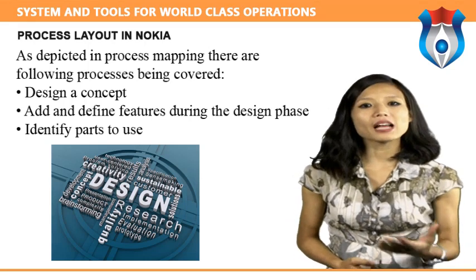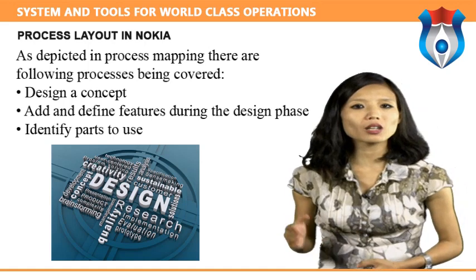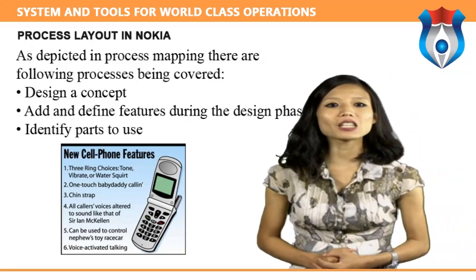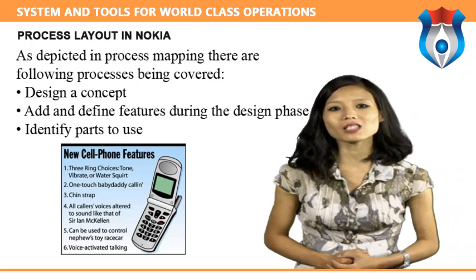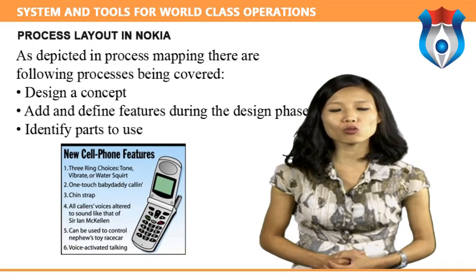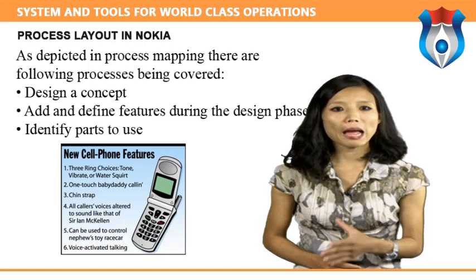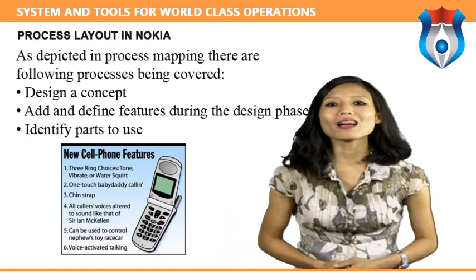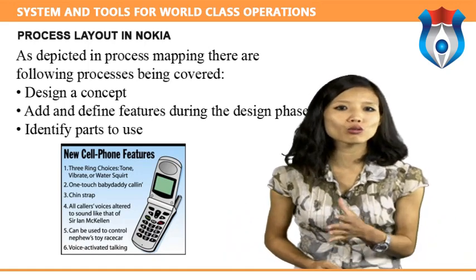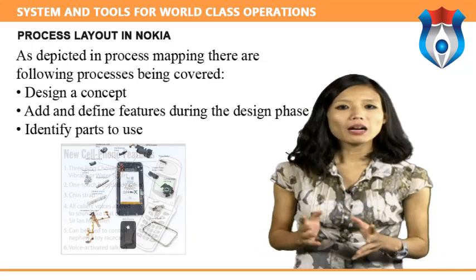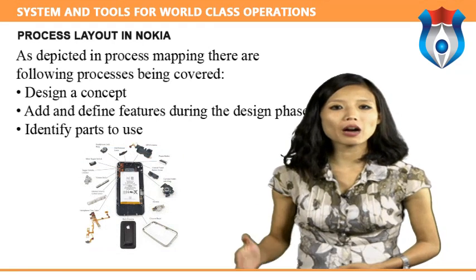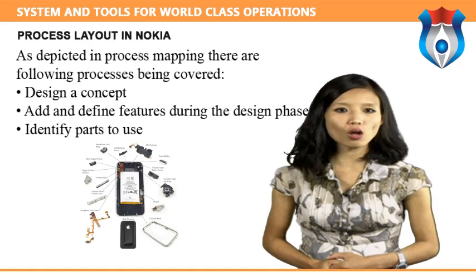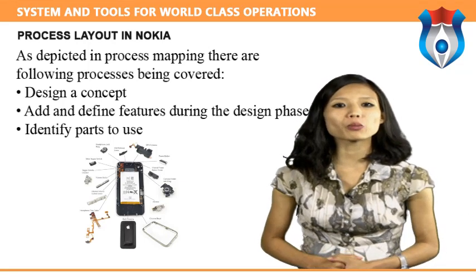Designer concept. Cell phone companies employ a team of designers to create a concept for their latest phone release. Add and define features during the design phase. Features normally seen on a cell phone include the ability to make voice calls and send text messages. However, consumers can opt for additional features such as a built-in camera, video, MP3 player, internet, GPS, instant messaging, games, radio, push talk, playback, recording, and anything we can think of that can fit into a small handheld device. Identify parts to use, including the battery, hard case, keypad, volume control, Bluetooth enabler, and wired headset socket, as well as the parts that make up the camera and MP3 player.